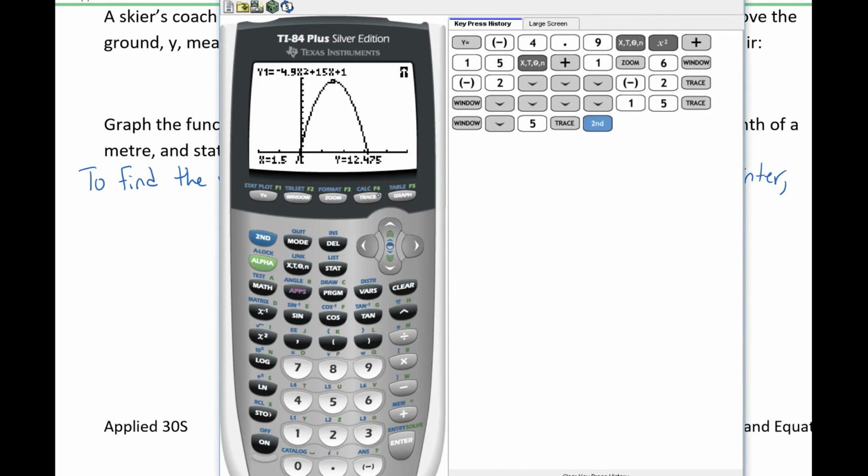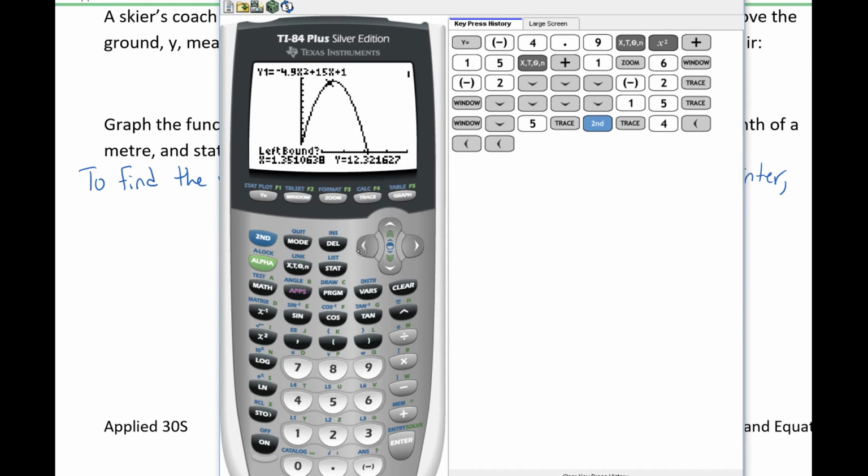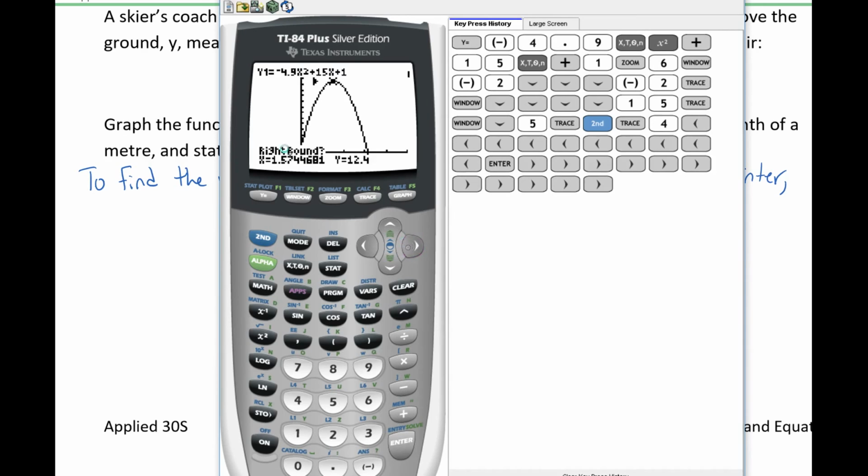So second, trace. This is a maximum. So I'm going to go left bound, and it prompts me at the bottom. Enter. Right bound, enter. Now those arrows again are on either side of your vertex this time. Hit enter again when it asks you to guess.